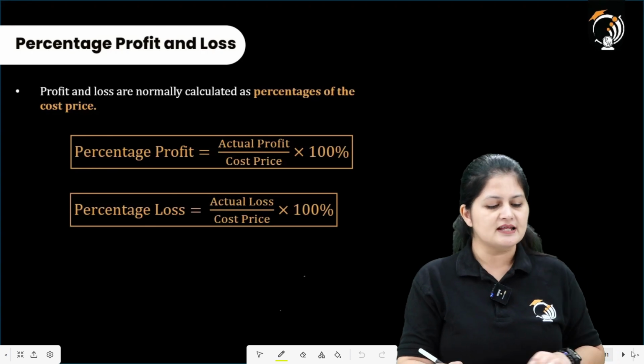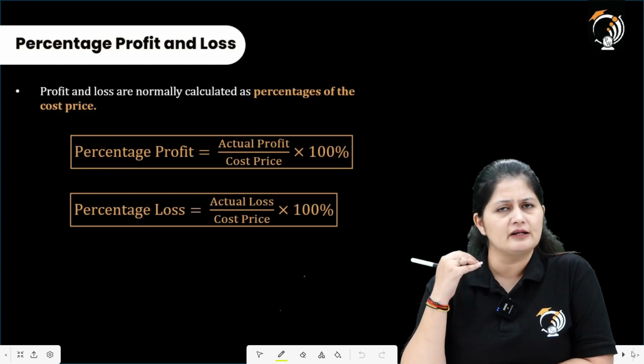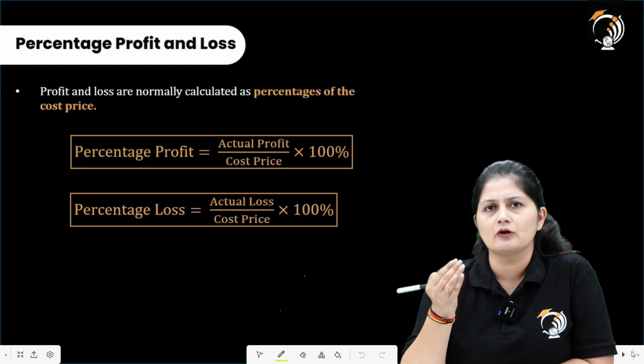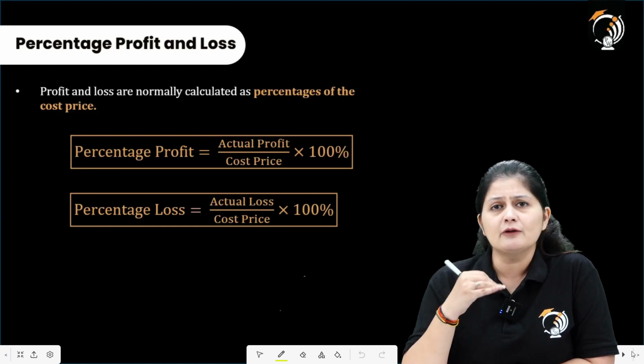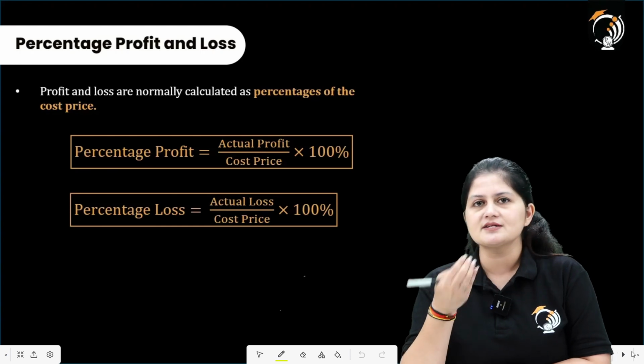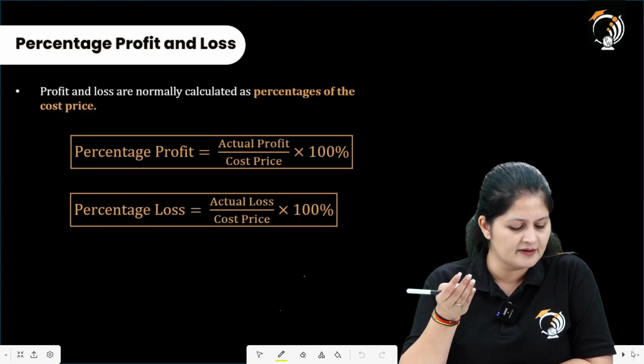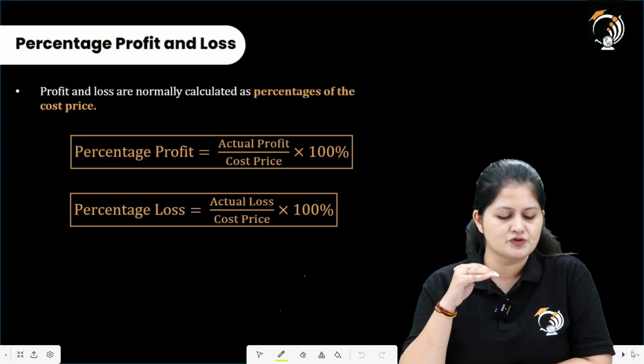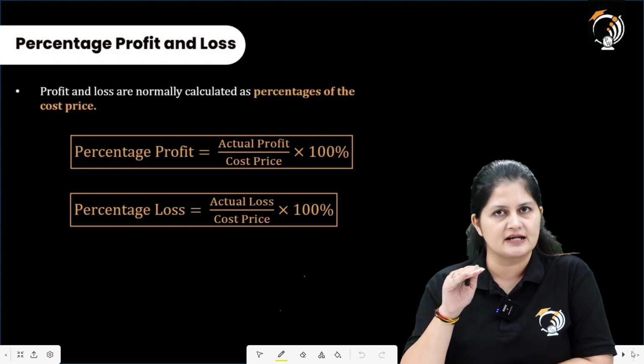Moving to the next thing, which is if we need to find out whether there is any profit or a loss happening, and we need to find out what the percentage of profit or percentage of loss is that is occurring. In that case, we are going to use the formula for finding the percentage here.